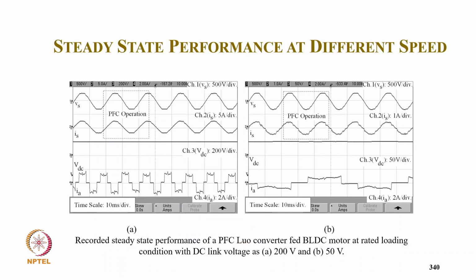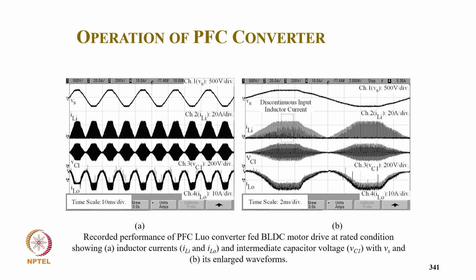And these are the experimental results at 220 volt and 2000 rpm: supply voltage and supply current, which remains in phase and sinusoidal, and then DC link voltage and motor current. And similarly for 50 volt also: supply voltage, supply current, DC link voltage, and typically your winding current.